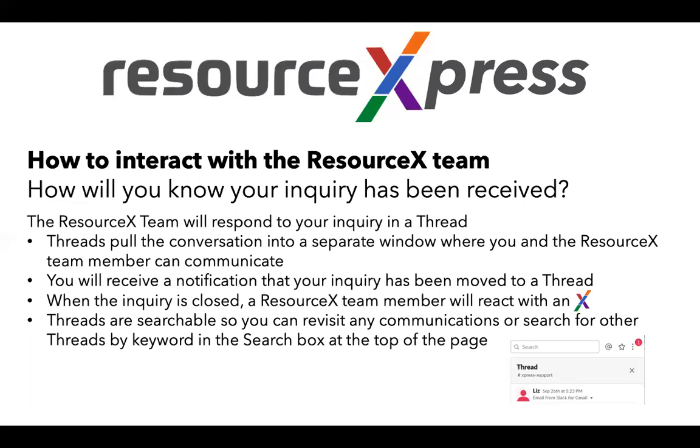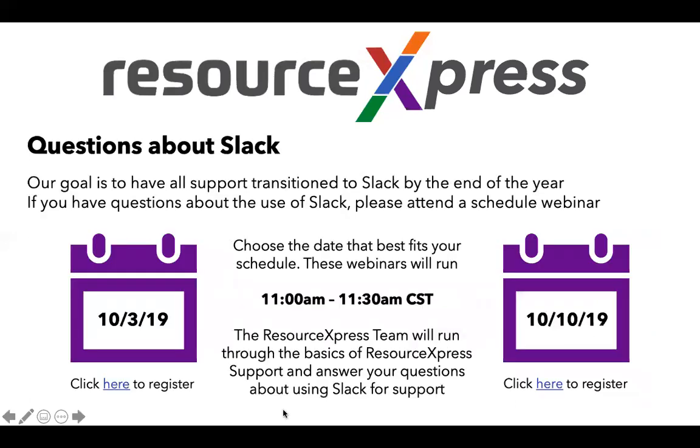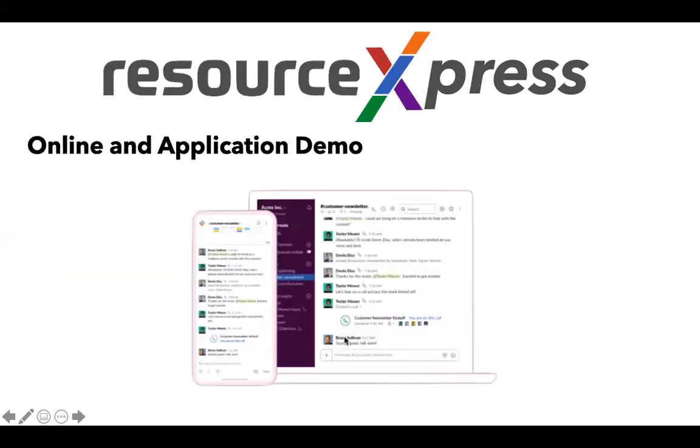Anything that we communicate within the Express support channel or the other 3 channels or any thread, you can come back to the Slack workspace and use the search box at the top of the page to find that communication. So any documents that have been shared or any communications can be referenced in the future. We are already doing that, so we'll move on.